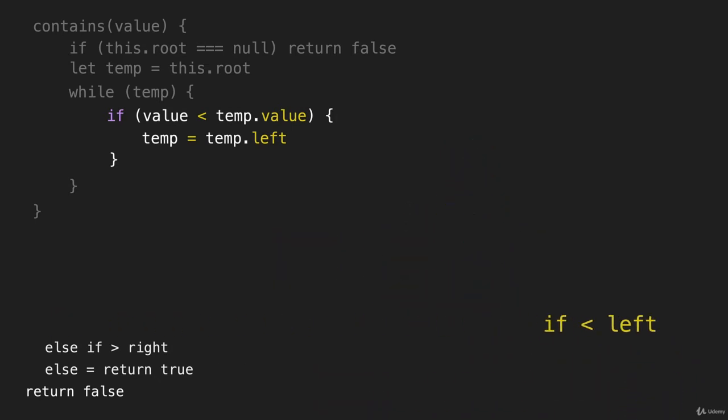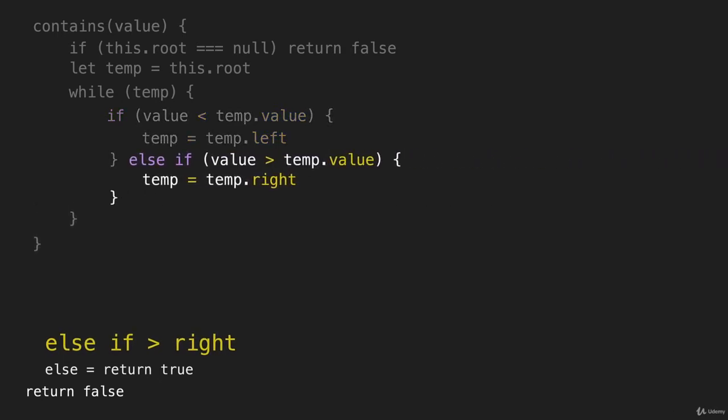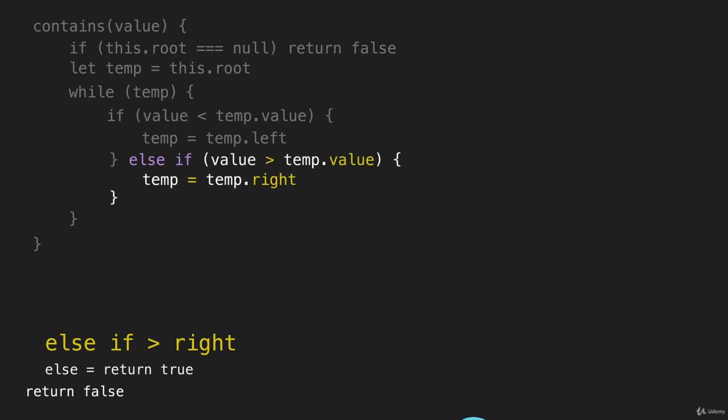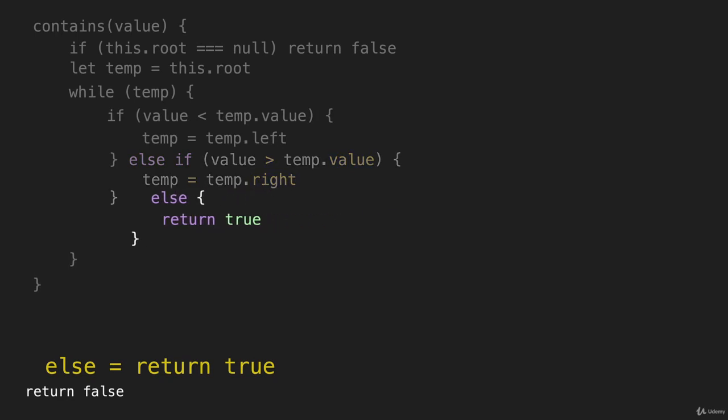And we can remove that from our list and say else if it's greater than, go right. That is to say that the value that we pass the contains method, if it is greater than temp.value, we're going to say temp equals temp.right, and that moves temp to the right. And we can remove that item from our list. Then we say else if it's equal, we're going to return true, and that code looks like that. We can remove that from our list.